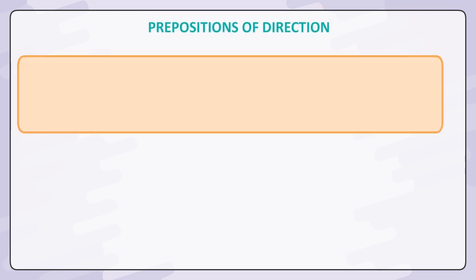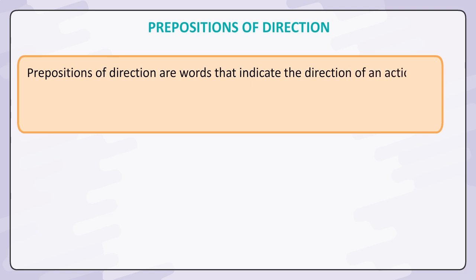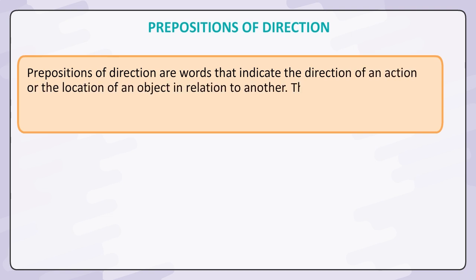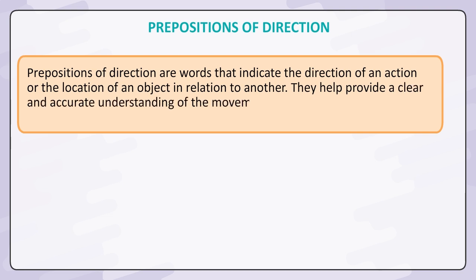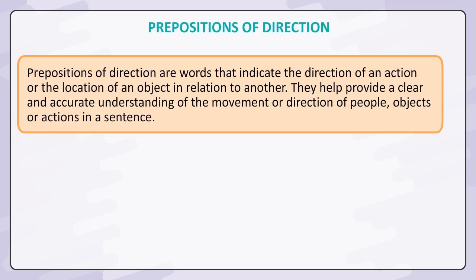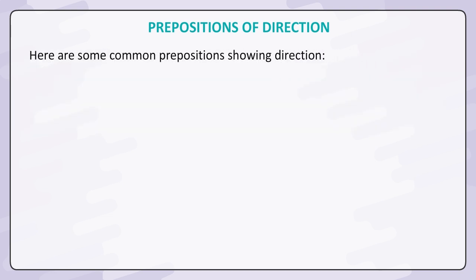Prepositions of direction. Prepositions of direction are words that indicate the direction of an action or the location of an object in relation to another. They help provide a clear and accurate understanding of the movement or direction of people, objects, or actions in a sentence. Here are some common prepositions showing direction.